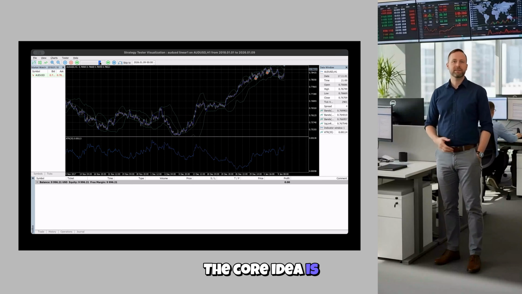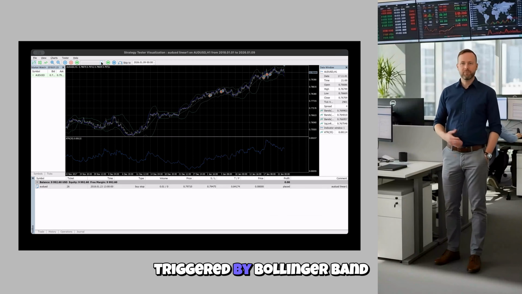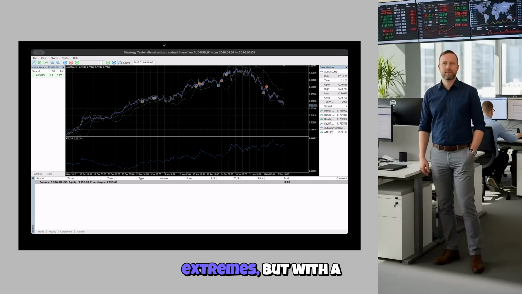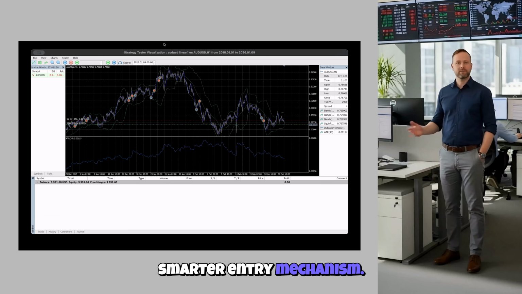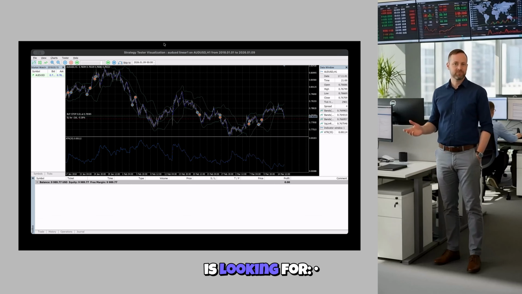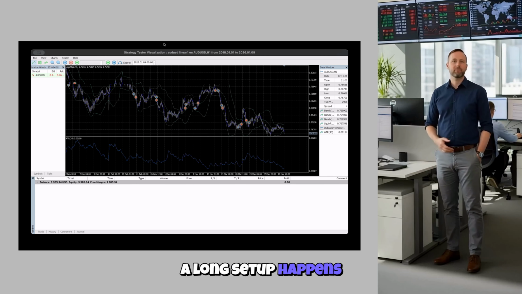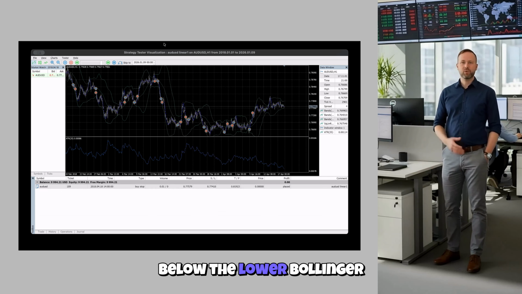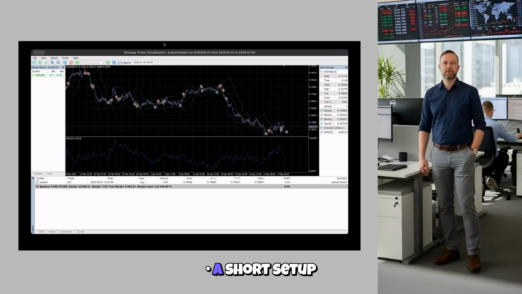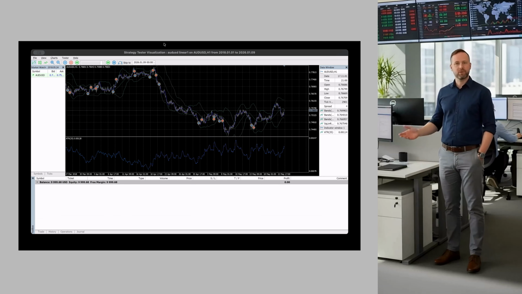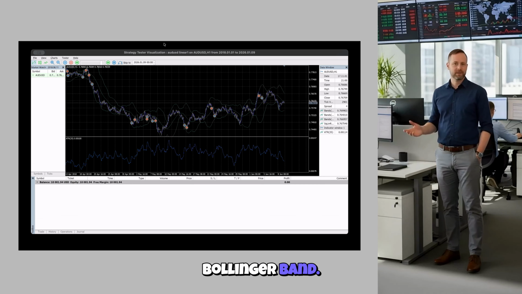The core idea is a range reversion setup triggered by Bollinger Band extremes, but with a smarter entry mechanism. Here's what the strategy is looking for. A long setup happens when the market opens below the lower Bollinger Band. A short setup happens when the market opens above the upper Bollinger Band.